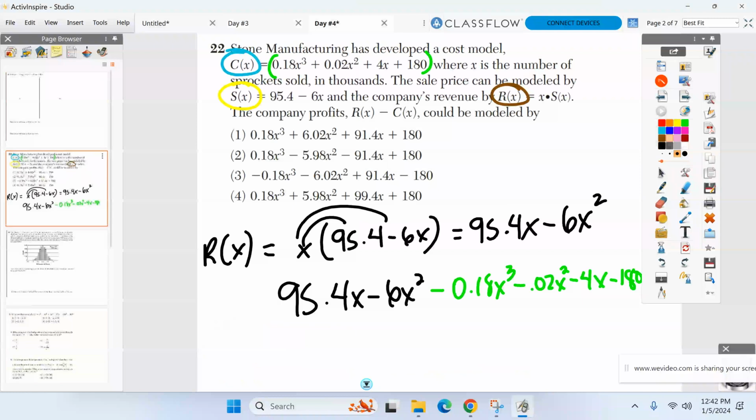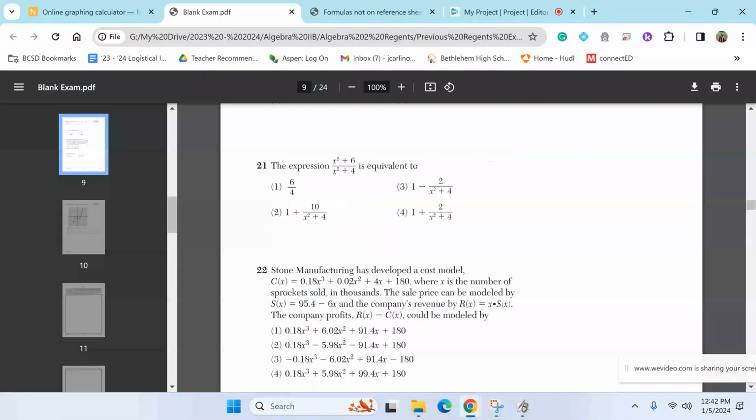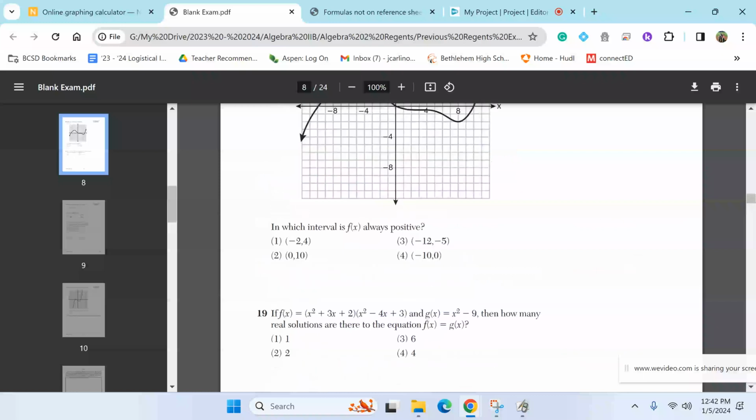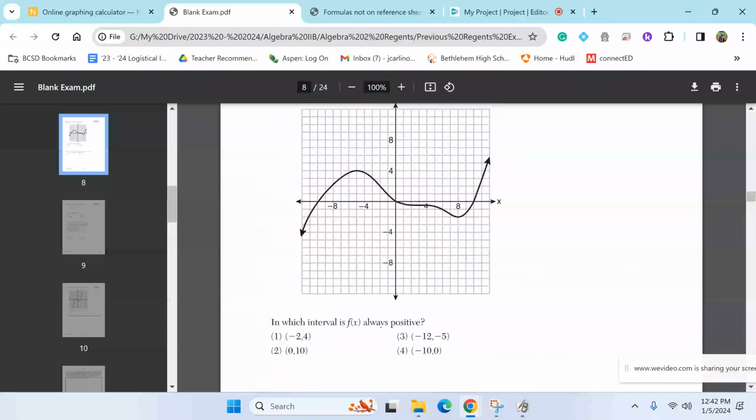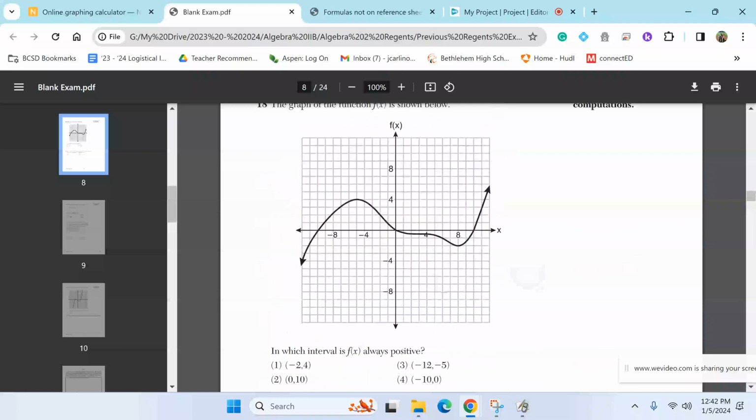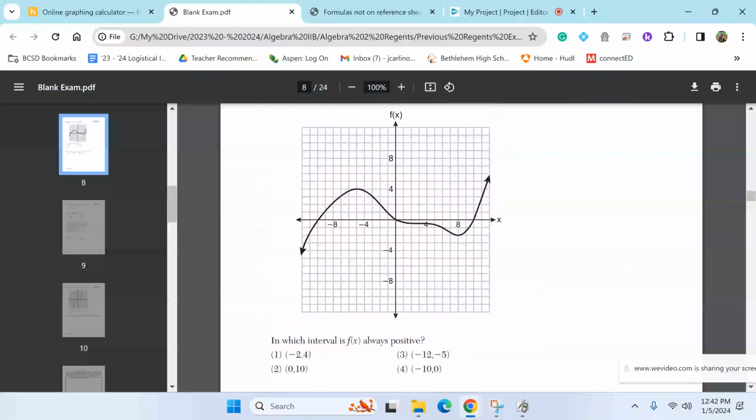All right. Anything here before I get to Grant? What's your question? 18. Okay, I'll just leave it up. Which interval is f of x always positive? Don't get that confused with increasing though, Grant. f of x is another way of saying what variable? The y's. So where are the y's always positive?